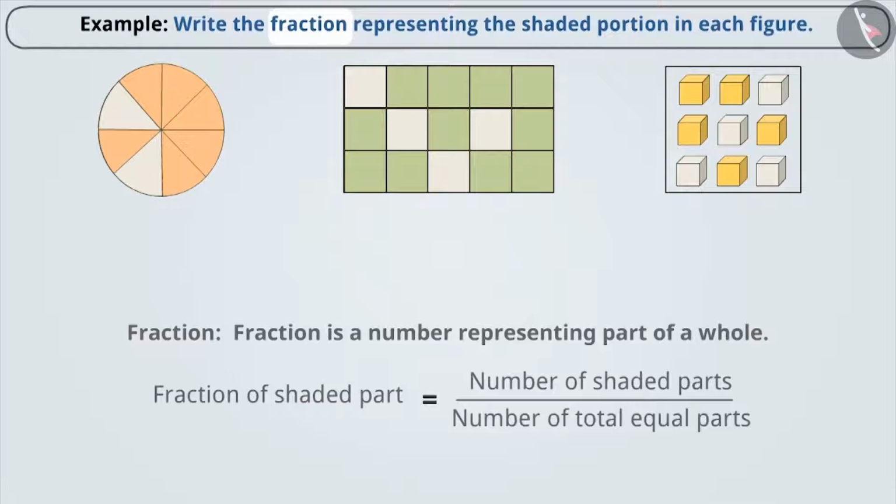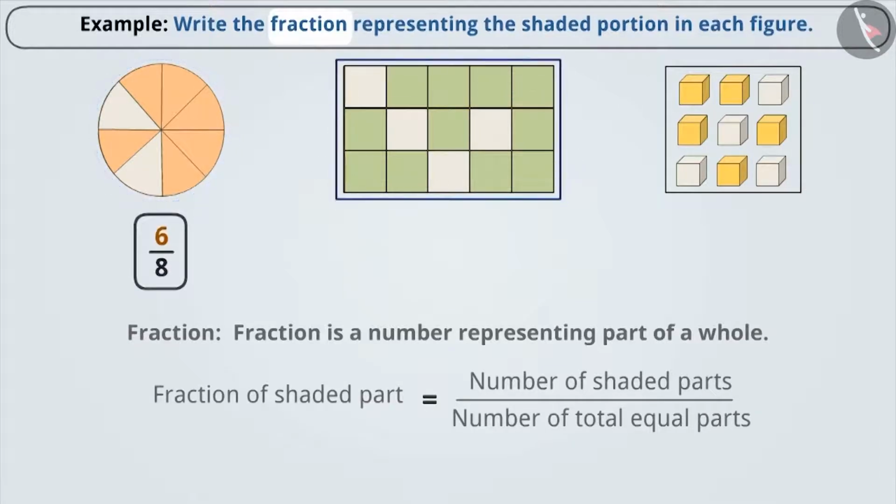In the first picture, the number of shaded parts is 6 and the total number of parts is 8. Therefore, the fraction for shaded parts is expressed as 6 by 8. In the second picture, the number of shaded parts is 11 and the total number of parts is 15. Therefore, the fraction is 11 by 15.